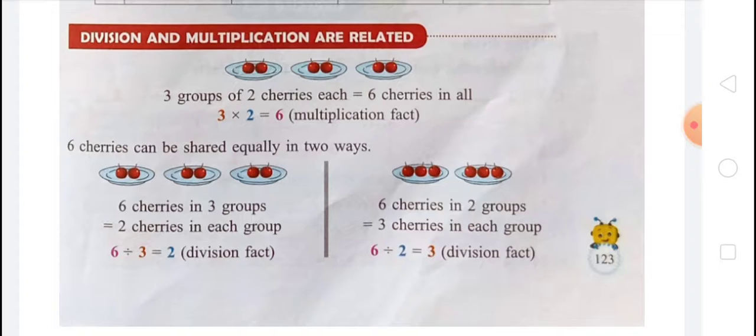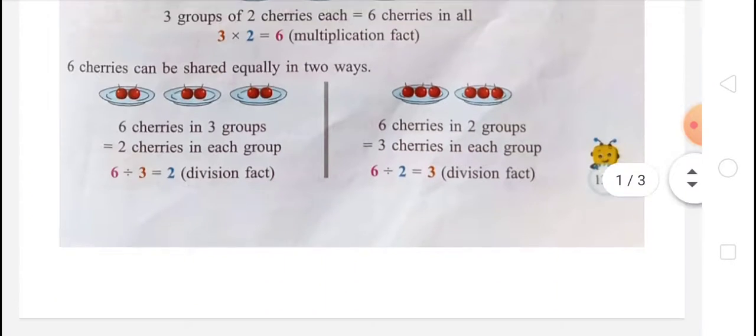3 multiplied by 2 equals 6, that is a multiplication fact. And 6 cherries can be shared equally in two ways. The first way is 6 cherries in 3 groups, 2 cherries in each group. The second way is 6 cherries in 2 groups and 3 cherries in each group. The division fact for the first way: 6 divided by 3 equals 2. And the division fact for the second way: 6 divided by 2 equals 3.